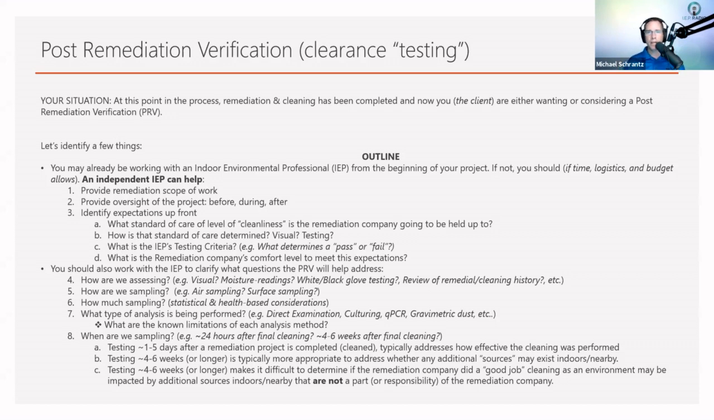Let's identify a few things, and I've put them in outline form, and then I've dove deeper into them in the slides that follow. You may already be working with an IEP from the beginning of your project. If you haven't, you should, if time and budget allows, get one involved, because here are some of the things that an independent IEP can help you with. They can provide you with a remedial scope of work, literally writing a step-by-step protocol of what to remediate, how to remediate it, in what order, what containment controls to use, engineering controls, that sort of thing.